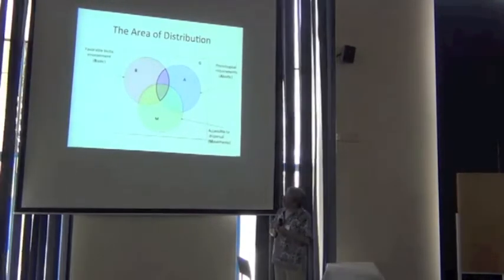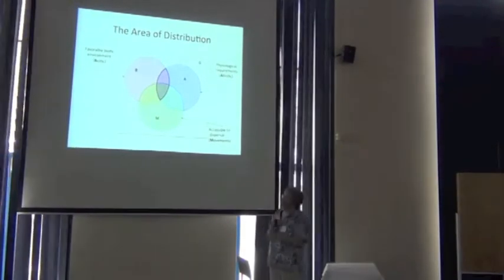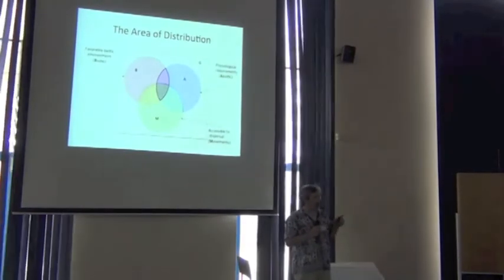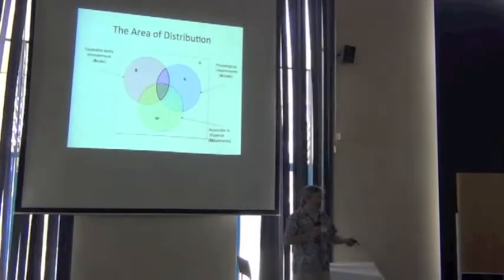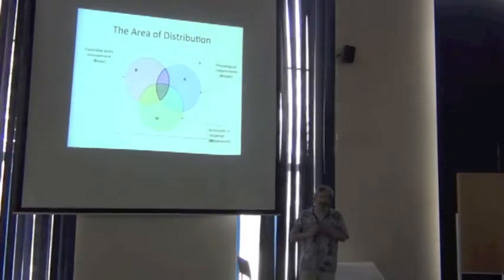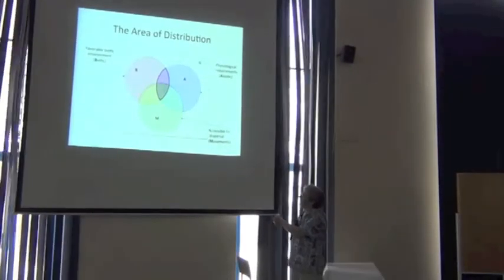So we need to think about the idea that that hatched area, that diagonal shading, is the area that is both suitable abiotically, suitable biotically, and accessible to the species. So we really, in general, should find occurrences only right there.